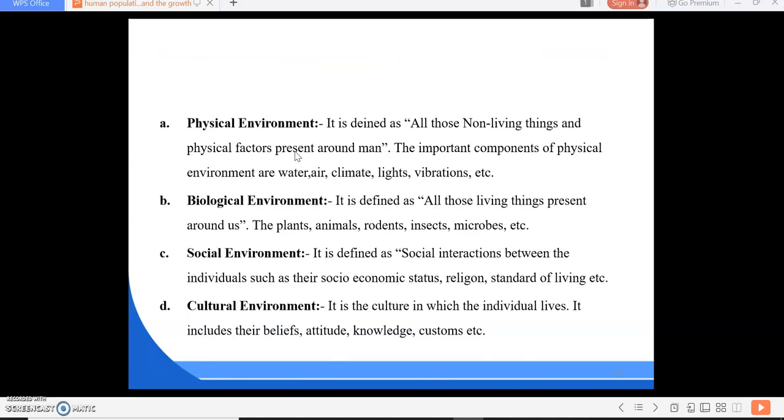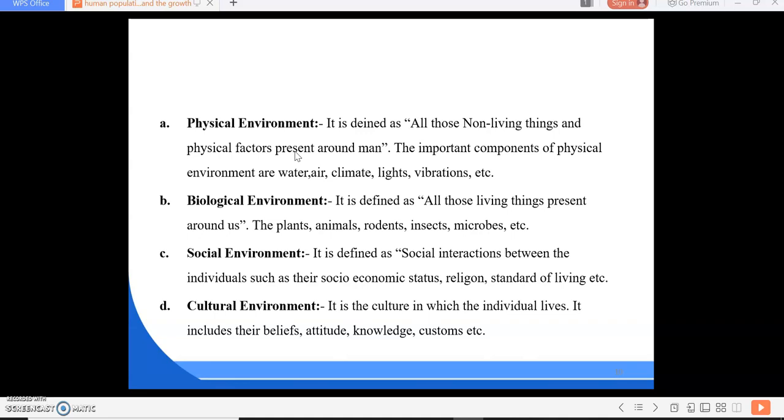First one is our physical environment. Physical environment is defined as all those non-living things and physical factors present around man. The important components of the physical environment are water, air, housing, temperature, lighting, noise and vibration, radiation, refuse, and waste such as human excreta, etc. Next is the biological environment. It is defined as all those living things present around us: the plants, rodents, animals, insects, microbes, and other humans.